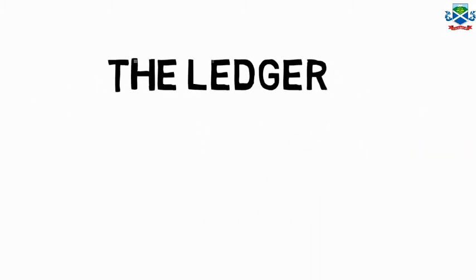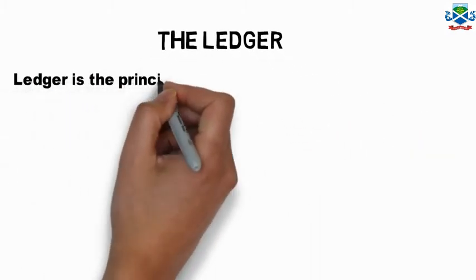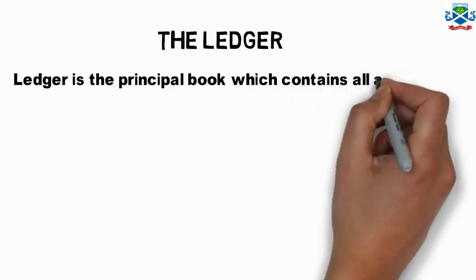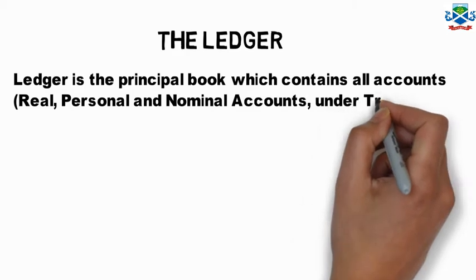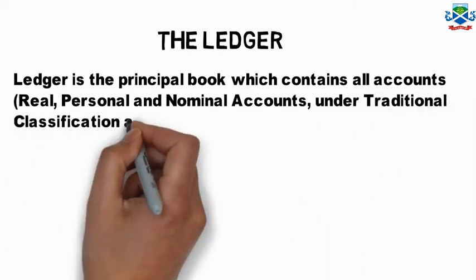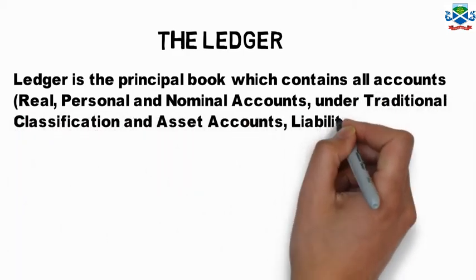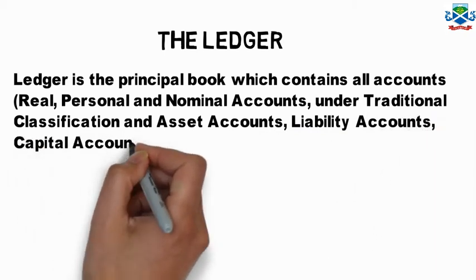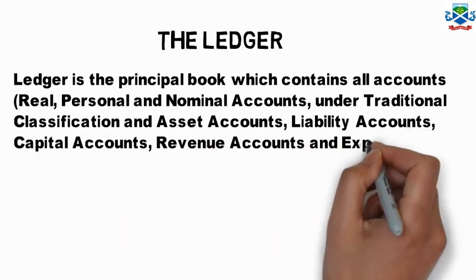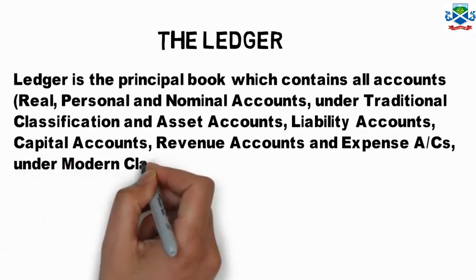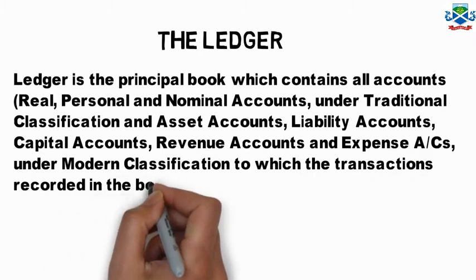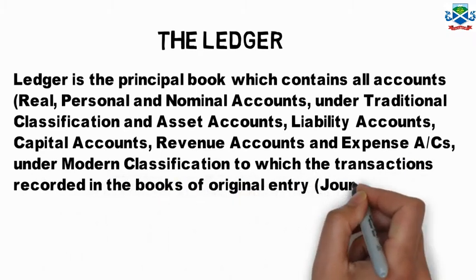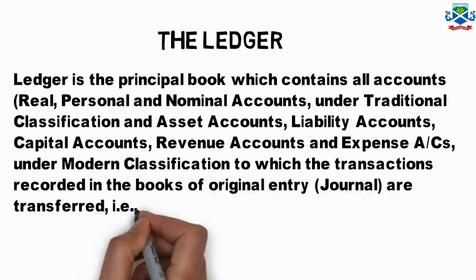So what is ledger? Ledger is the principal book which contains all accounts, that is real account, personal account, nominal account under traditional classification, and assets account, liabilities account, capital account, revenue account and expenses account under modern classification, to which the transactions recorded in the books of original entry are transferred, that is posted.